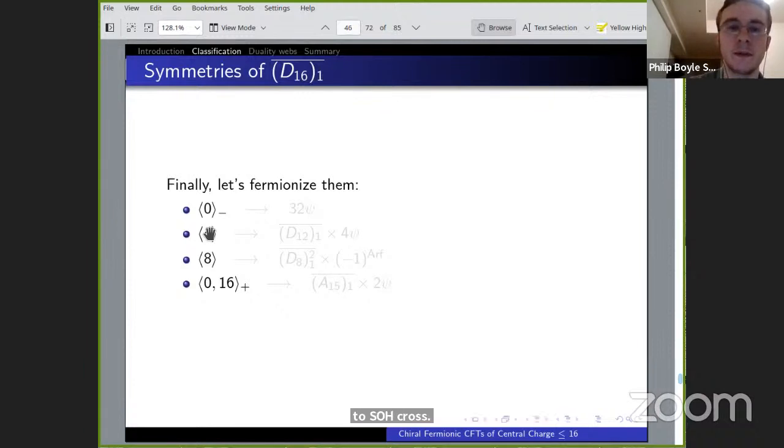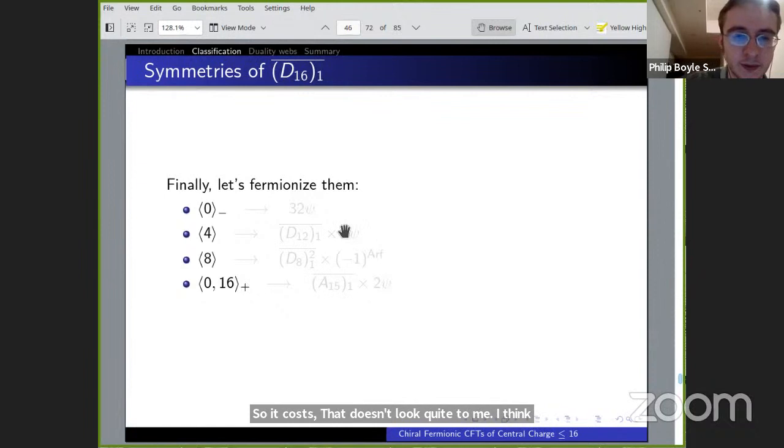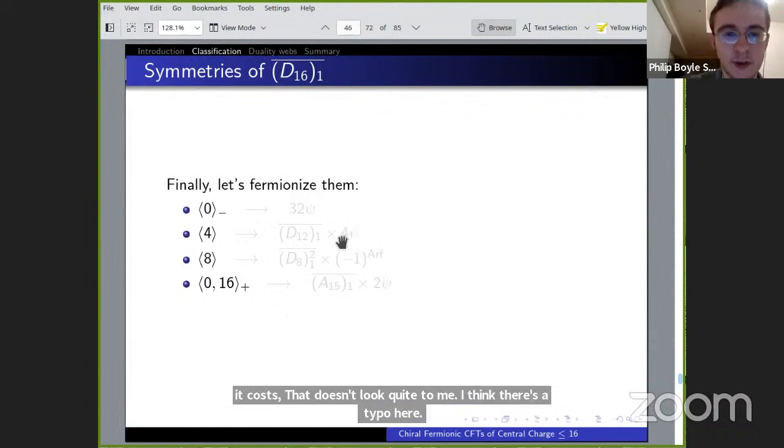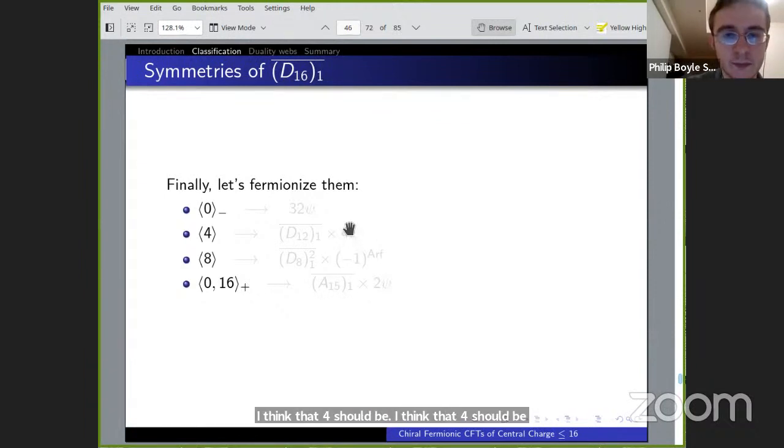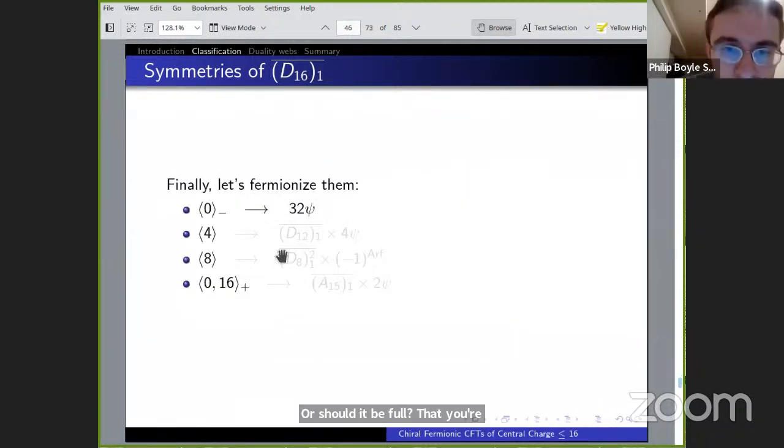Is that right? Yeah, no. SO8 cross, let's see, SO24. That doesn't look right to me. I think there's a typo here. I think that 4 should be an 8. Or should it be a 4? Oh, never mind. Let me work it out. D12, central charges, yes. Yeah. It should be an 8.